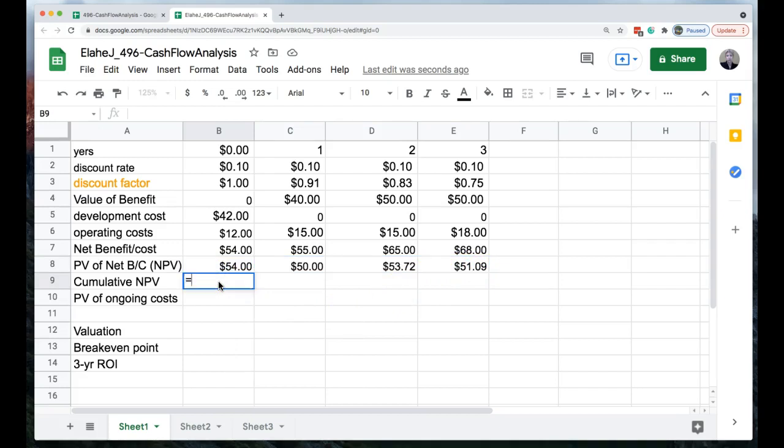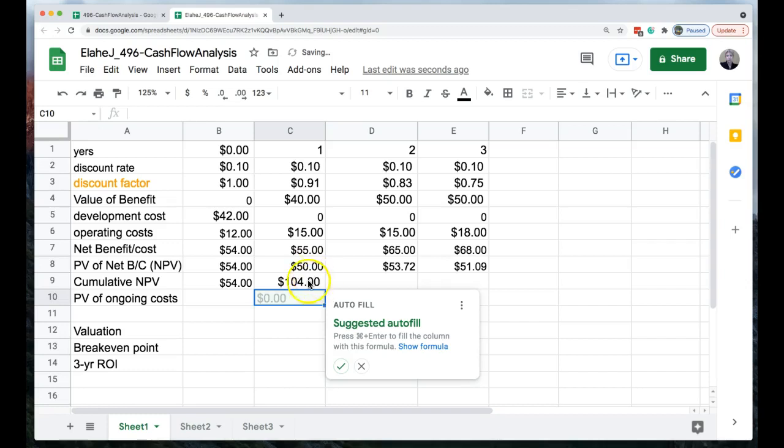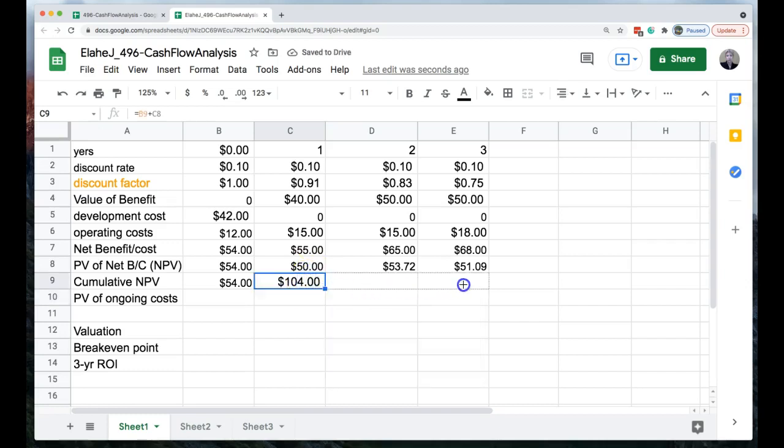I'm going to do a cumulative for each year. I add years up to and including that year. But year 0, there is no year before it. So I just get that cell. For the next one, I get what I had up to that year. I add what I had left, the net BC for the year itself. And then this goes to the right.